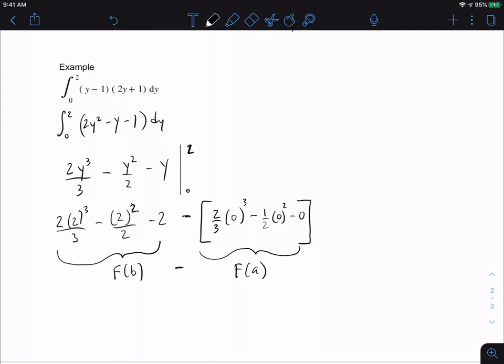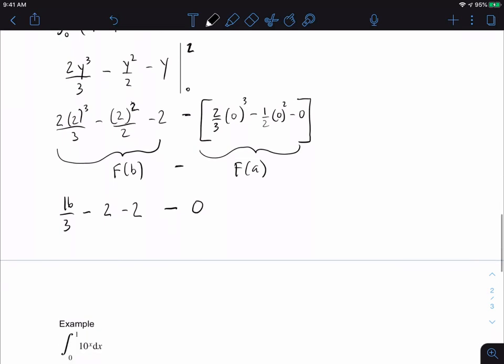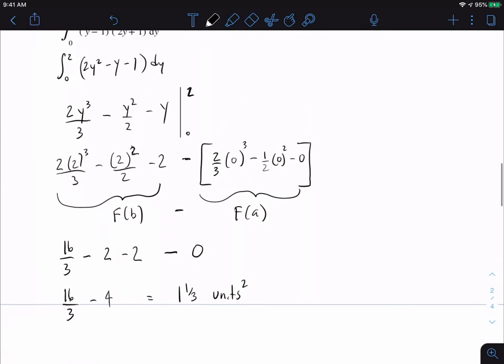All right, cool. All right. Now, let's do some calculations. 2 to the third is 8, right? And then to the fourth, so that should be 16 over 3 minus 2 minus 2 and then minus 0 on that side. Do you guys agree with that? So that should be 16 over 3 minus 4. Some people would say that's bad mathematics, but whatever. And that's going to be 5 and a third. So my answer should be 1 and 1 third units squared. And again, don't trust me. I don't want you to trust me. Verify it with your calculator, please.